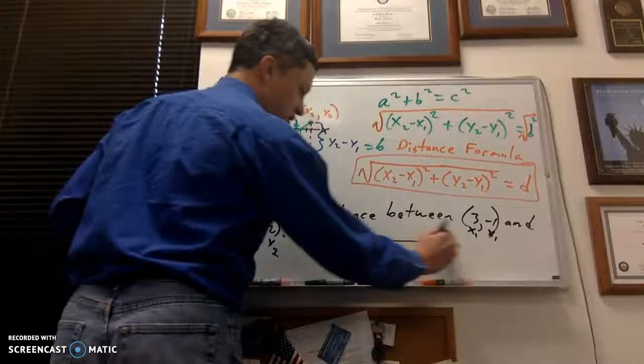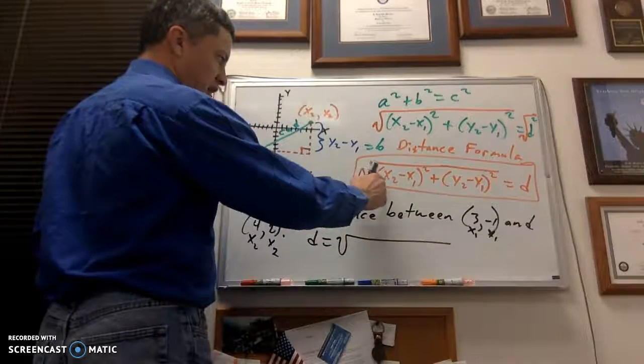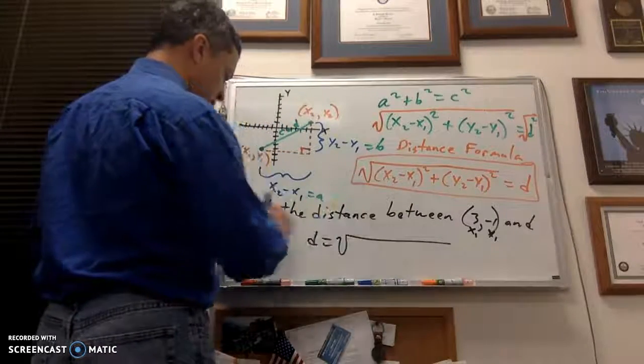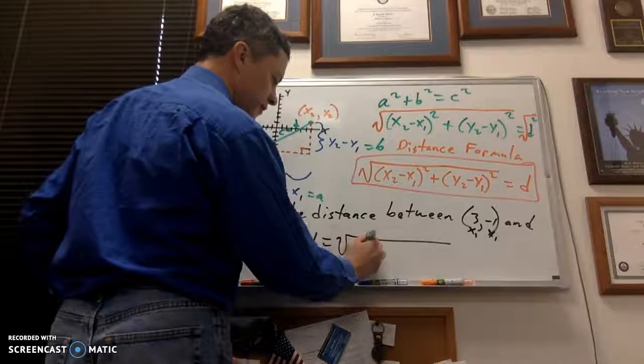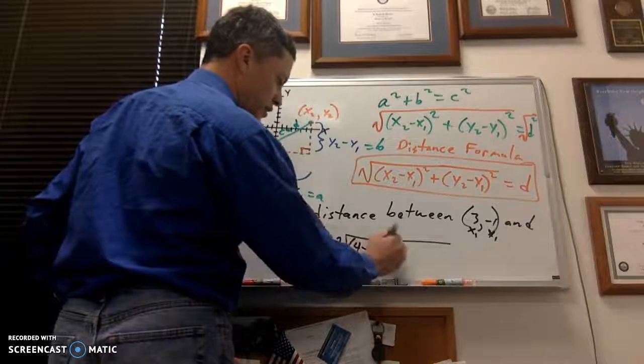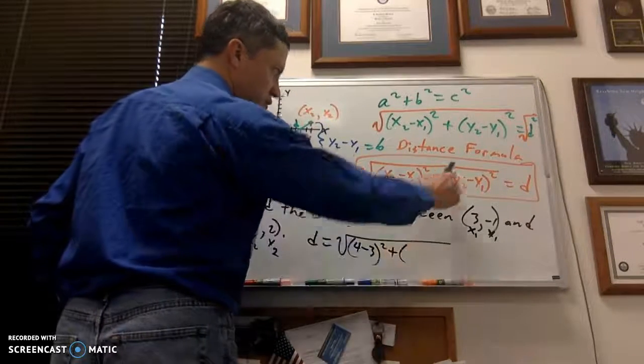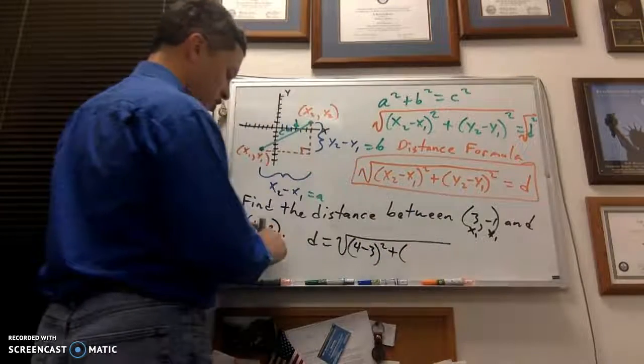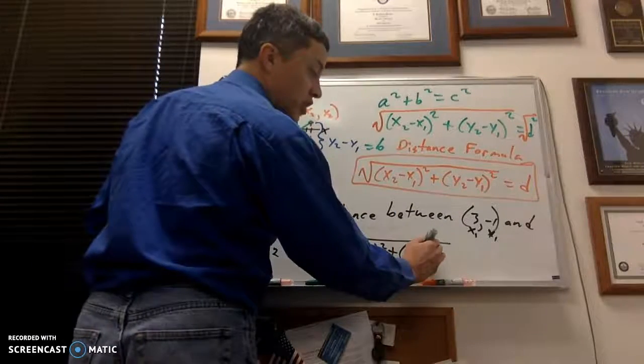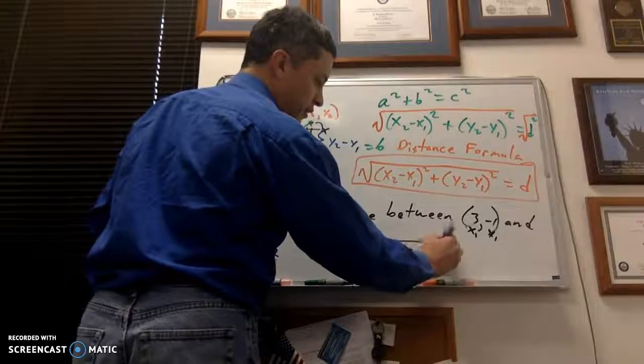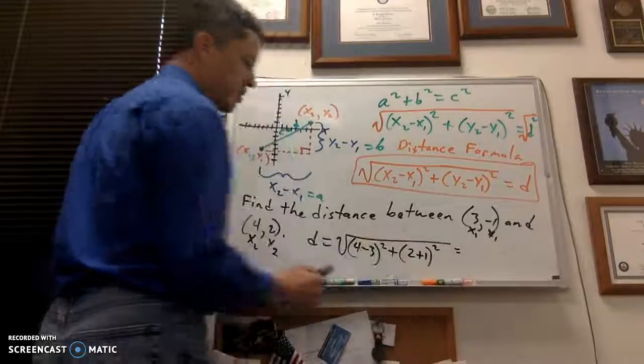So, putting this into play. x2 minus x1, so that's going to be 4 minus 3. Quantity squared plus y2 minus y1. 2 minus a negative 1, so that's really going to be 2 plus 1, right? Be careful there. That's what we're going to be simplifying.